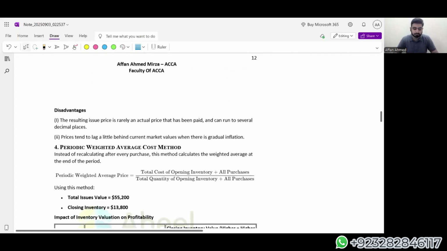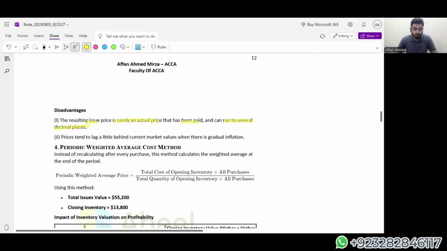The disadvantages include that the issuing price is rarely an actual price that has been paid. So the cost of the units that you have bought earlier on is low, but you're valuing it at a higher price. That might not be allowed in some situations, but it is allowed by IFRS, though it is not giving you a true and fair picture. So that is not a very good method to operate on, where you are not giving a true and fair picture to your employees or the stakeholders of the company, and it can run to several decimal places.